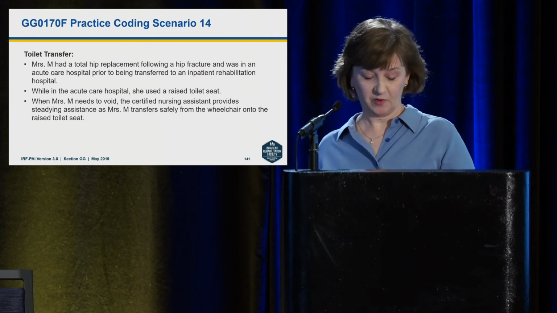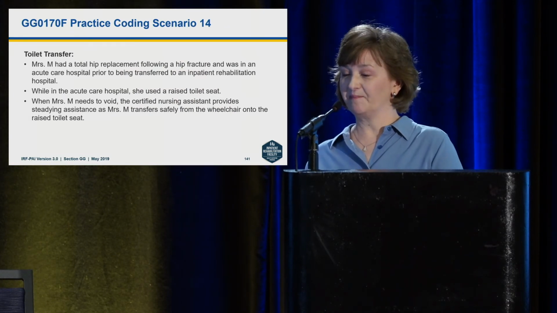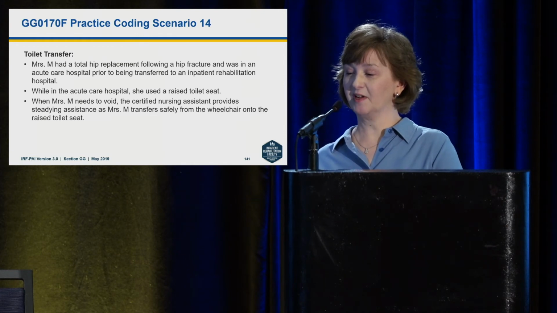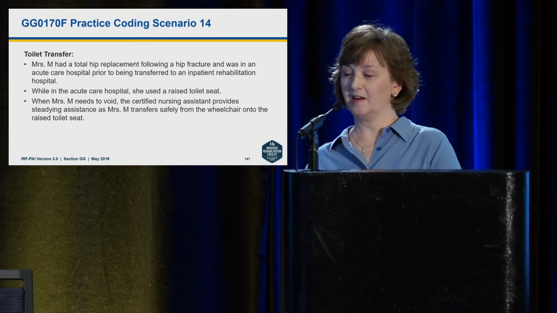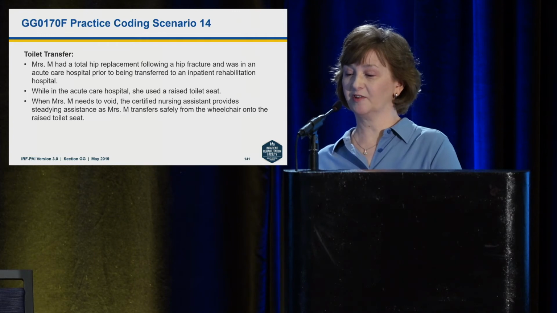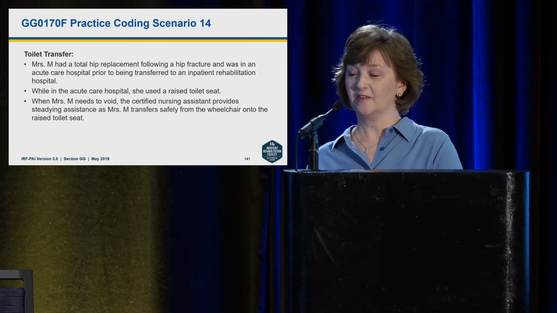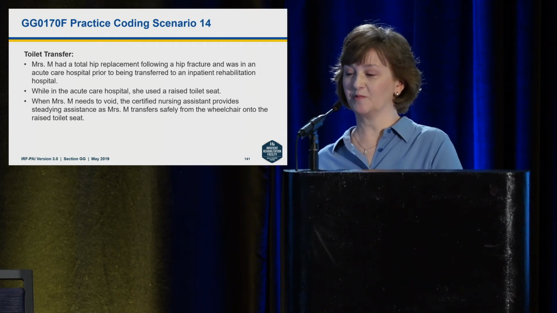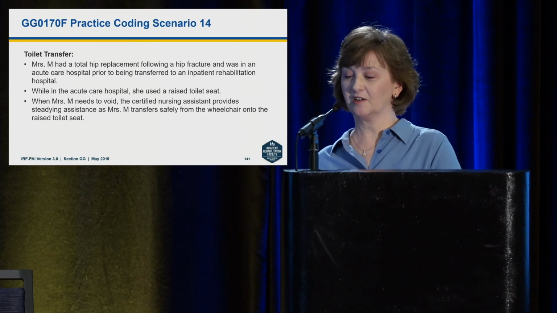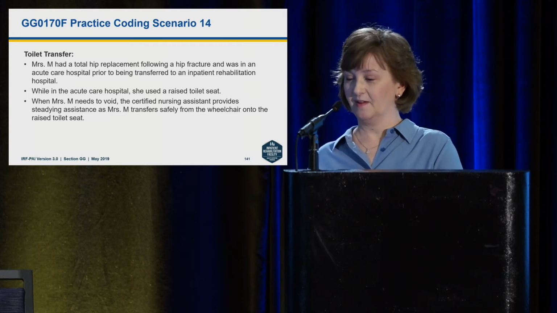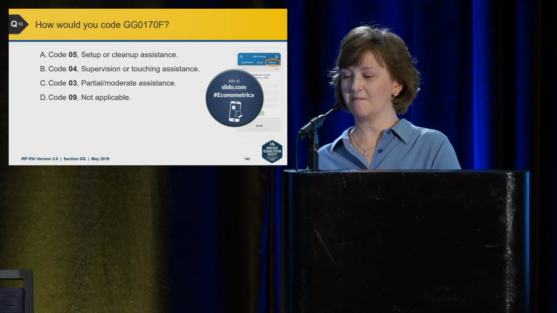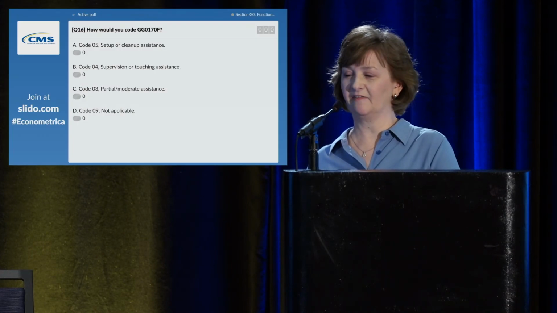So we have scenario number 14 here. Miss M had a total hip replacement following a hip fracture and was in an acute care hospital prior to being transferred to the inpatient rehabilitation hospital. While in acute care, she started to use a raised toilet seat. When Miss M needs to void, the certified nursing assistants provide steadying assistance as Miss M transfers safely from the wheelchair onto the raised toilet seat. So what do you think Miss M's ability level would be?